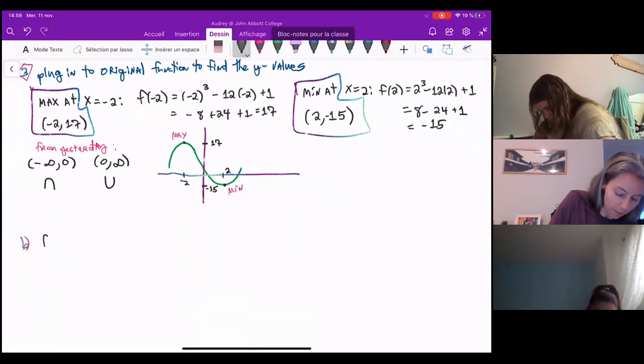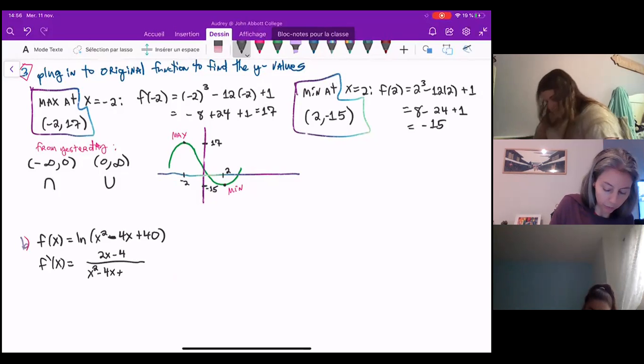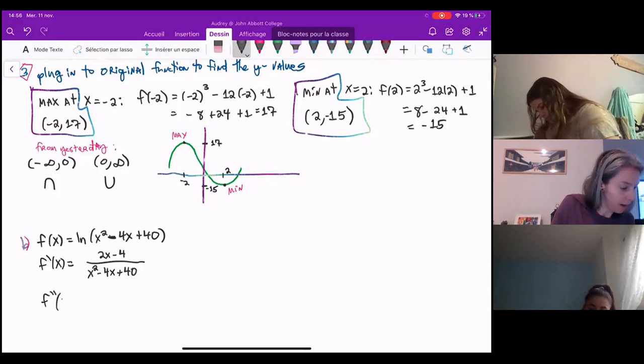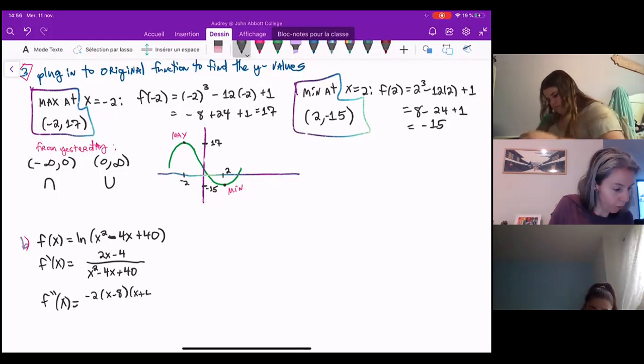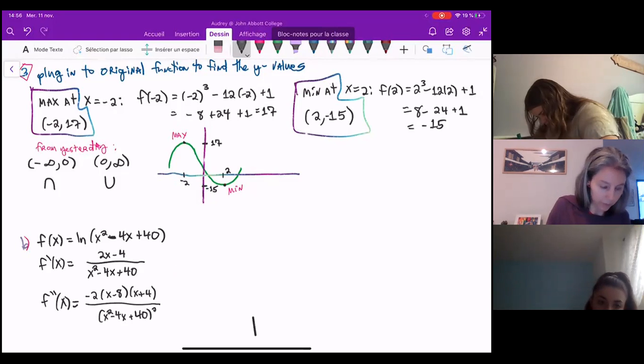Okay, I'm going to let you guys get that down, but I'm also going to write our second function down while I'm at it. So f of x is equal to ln of x squared minus 4x plus 40. F prime of x was (2x minus 4) over (x squared minus 4x plus 40). And f double prime of x was negative 2 times (x minus 8) times (x plus 4) over (x squared minus 4x plus 40) squared.